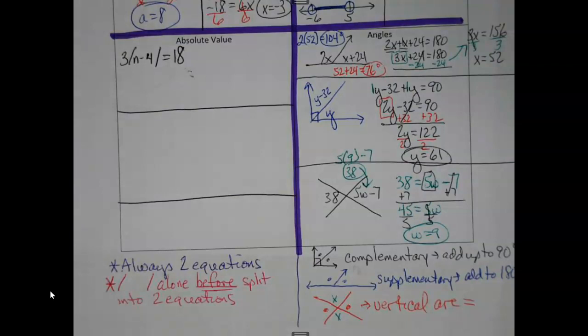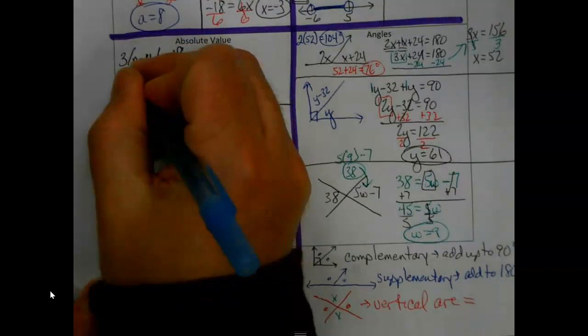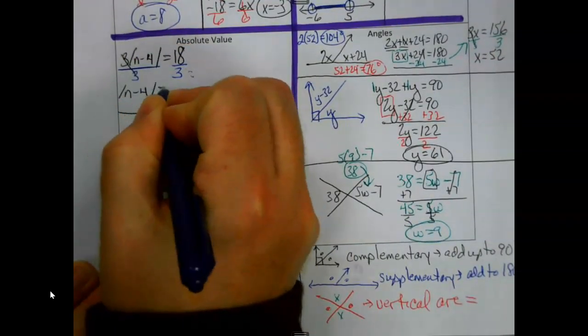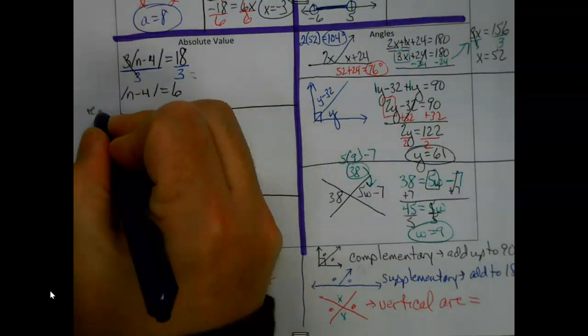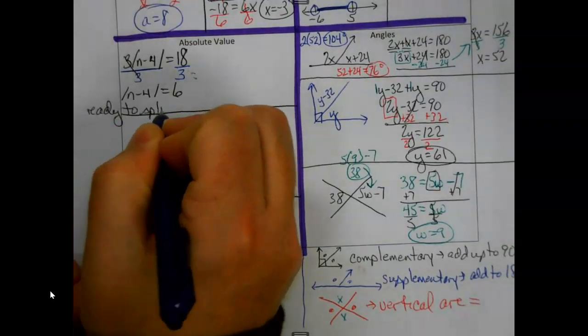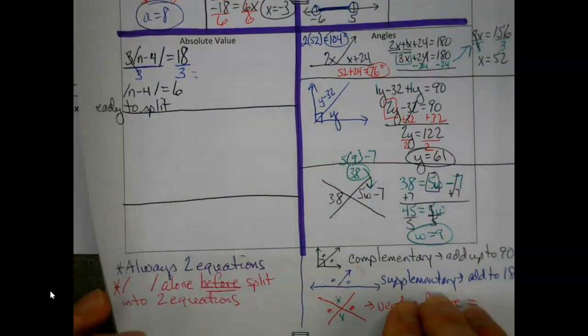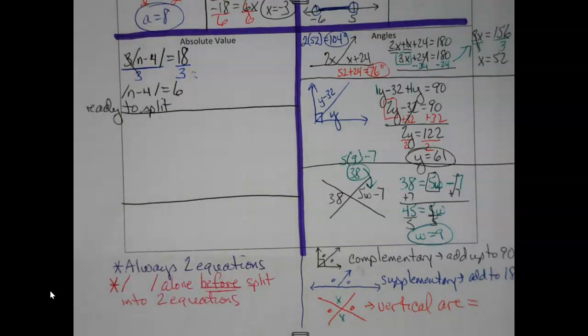So if this was just the absolute value on the left equals some number, I'd be ready to break it in two already. But this one, there's a number going on outside. There's an operation going on, which I need to do the opposite of to get this alone. So here, I would need to divide by 3 first. And once I get here, okay, here we're ready to split.